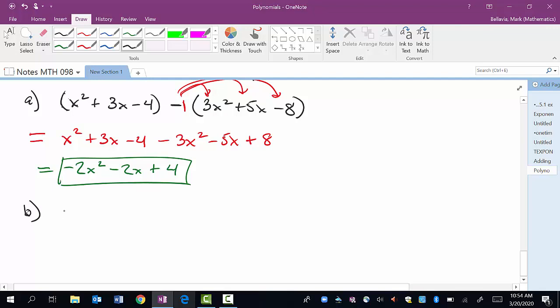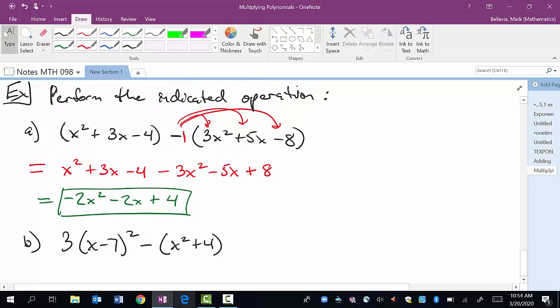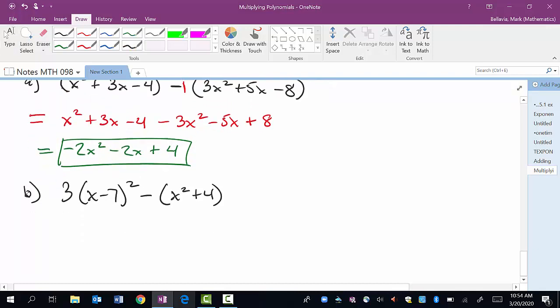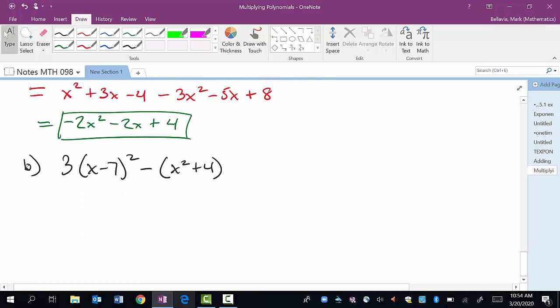The next one, if I wrote this 3 and then in parentheses x minus 7 squared minus in parentheses after it x squared plus 4. Really, for this one I should say perform the indicated operations to simplify this. First off, keep an eye on what we have here. You cannot distribute this 3 into here, and the reason you can't is because there's an exponent on the outside. If there wasn't an exponent here, you would distribute the 3 in. But because you have this exponent of 2 out here, you have to actually take care of the exponent first.